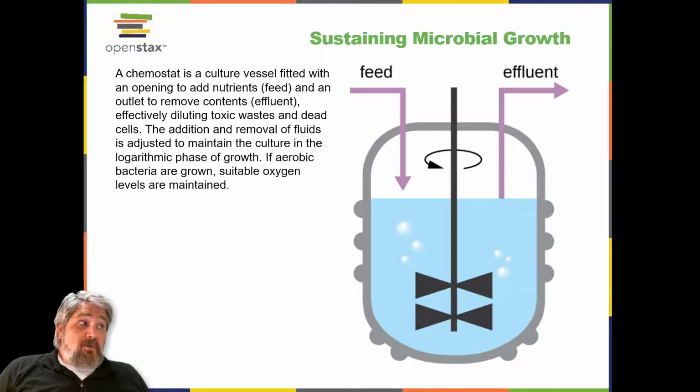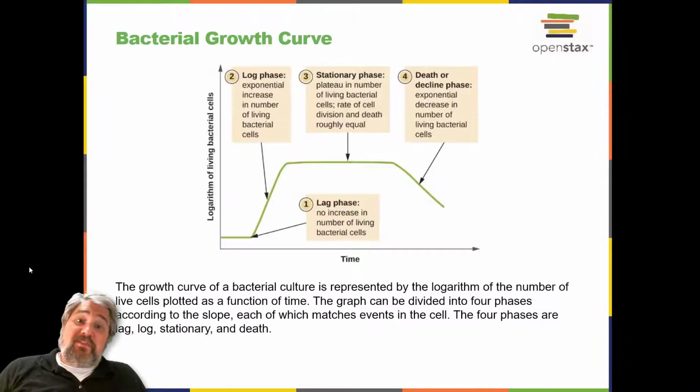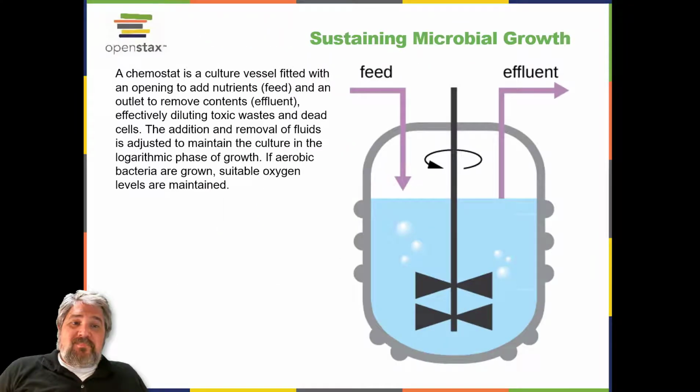Sustaining microbial growth. The growth patterns shown in this figure take place in a closed environment. Nutrients are not added, and waste and dead cells are not removed. In many cases, though, it is advantageous to maintain cells in the logarithmic phase of growth.